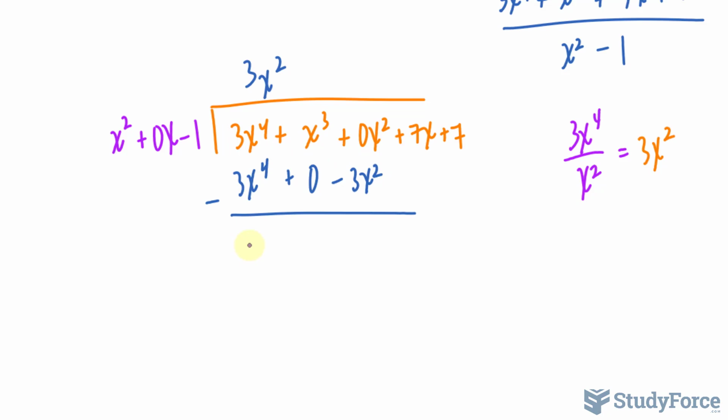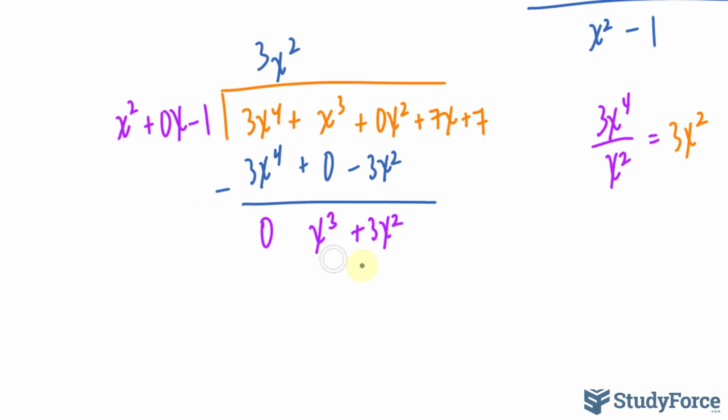So subtracting these two, we get 0. Subtracting these, we get x to the power of 3. And subtracting these, we get positive 3x squared. Now that we're finished subtracting, I'll bring this term down, positive 7x, and we repeat the process.